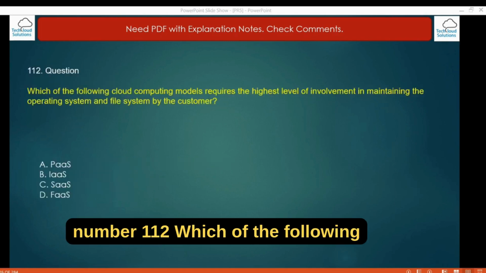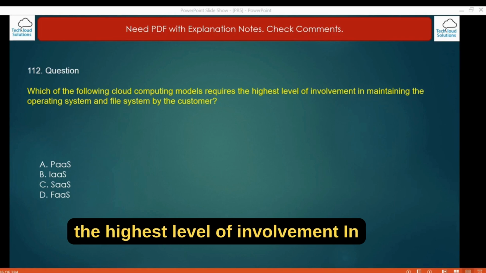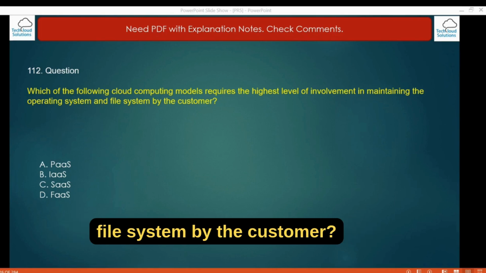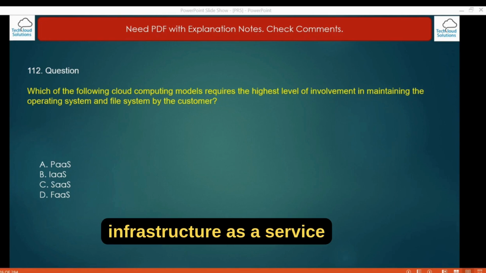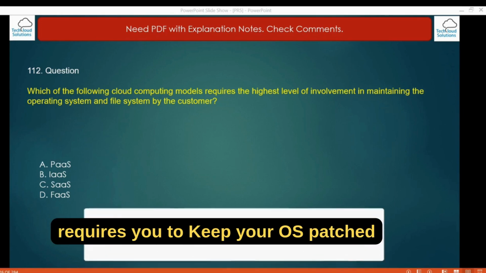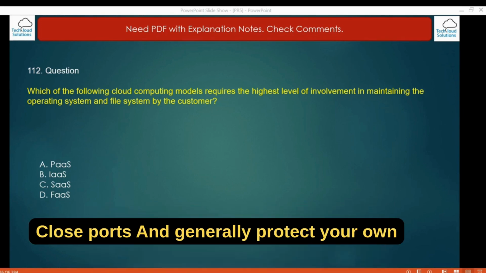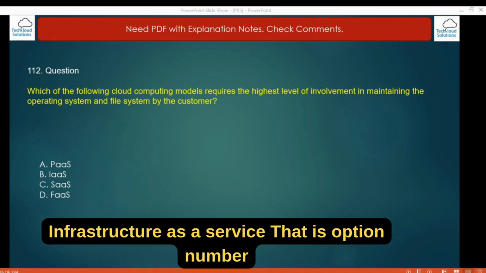Question number 112. Which of the following cloud computing models requires the highest level of involvement in maintaining the operating system and file system by the customer? And the options are A. PaaS, B. IaaS, C. SaaS, D. FaaS. So infrastructure as a service requires you to keep your OS patched, close ports, and generally protect your own server. So the correct answer is infrastructure as a service, that is option number B.